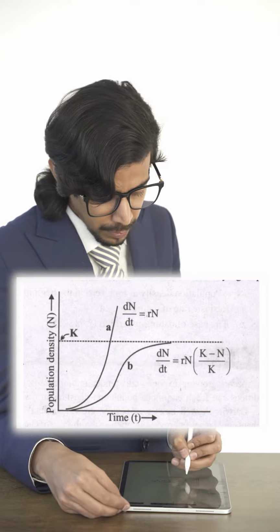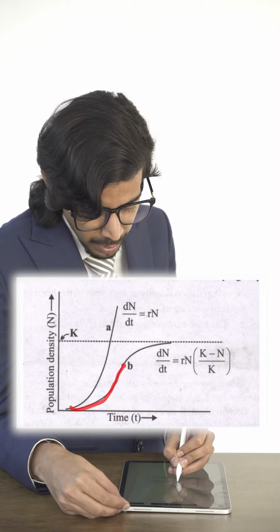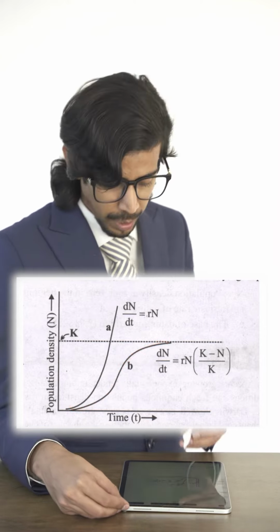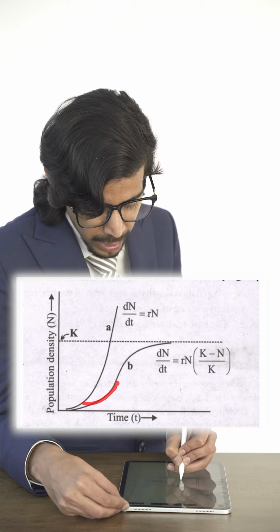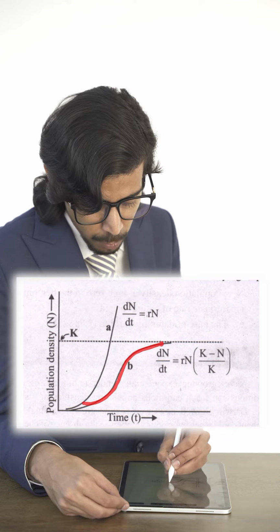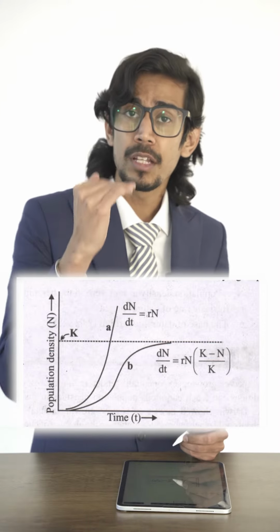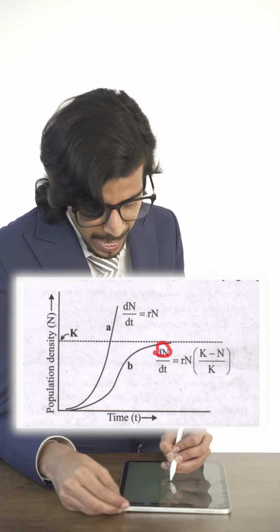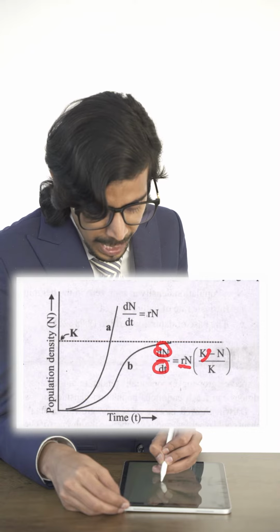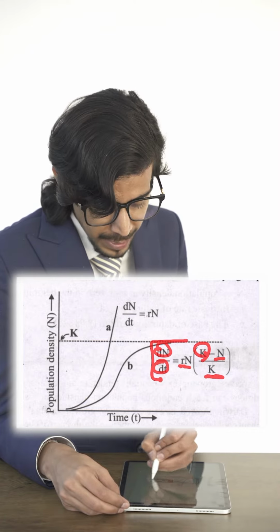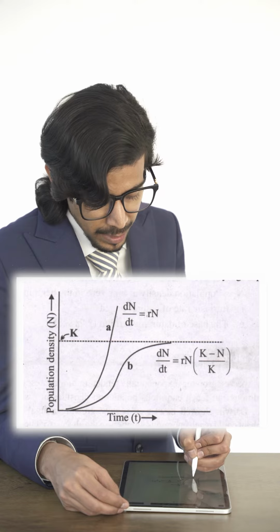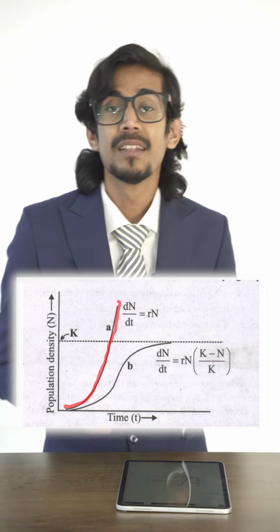So therefore this curve is an S-shaped curve, also called the sigmoid curve, where the population grows exponentially for some time but it almost becomes what? Stable after some time. Why? Because the resources are limited. So dN/dt = rN (K - N)/K represents the logistic growth, whereas the J-shaped curve represents the exponential growth.